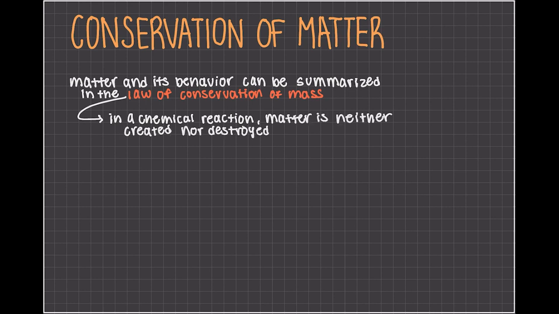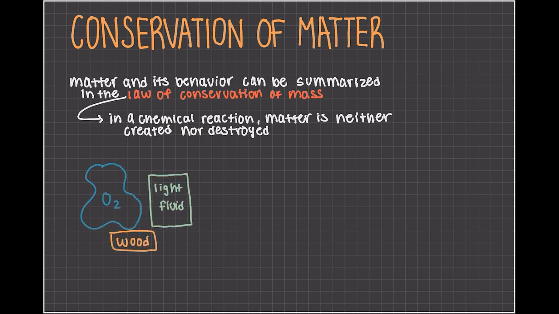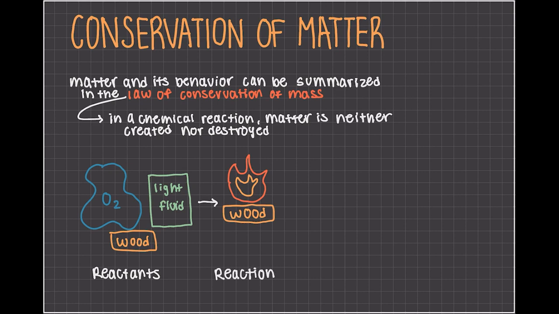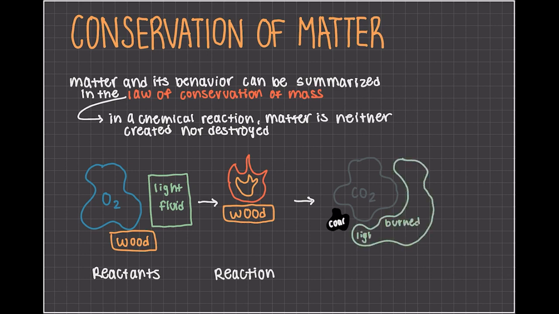Now, let's imagine you're at a beach trying to light a fire. So you have some oxygen, some light fluid, and a piece of wood. These would be your reactants. Now, the wood is lit on fire, and that would be the reaction. Then after the log is done burning, you would have coal, carbon dioxide, and the burned lighter fluid. This would be known as your products. The law of conservation of mass basically states that the mass of the products and reactants will always be equal. As you can see, we have the same amount of stuff on the left as we do on the right.